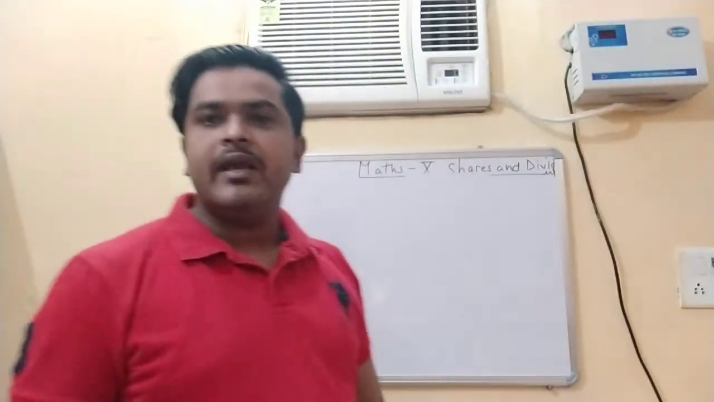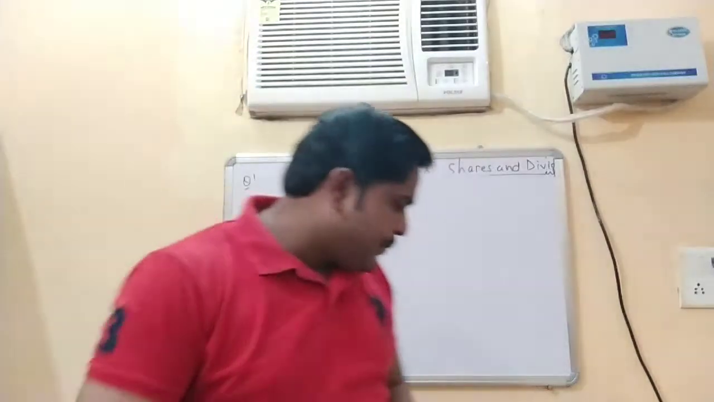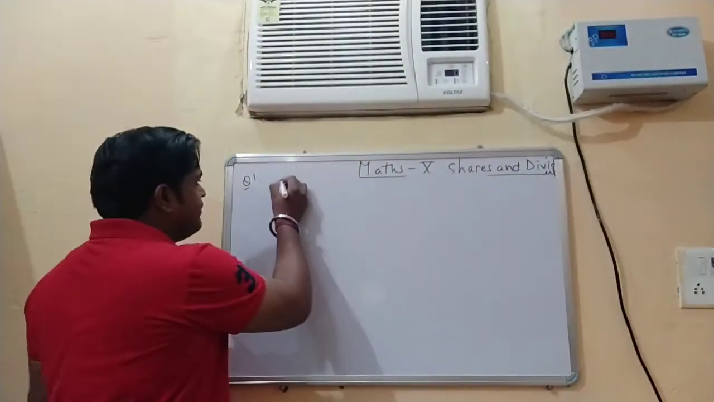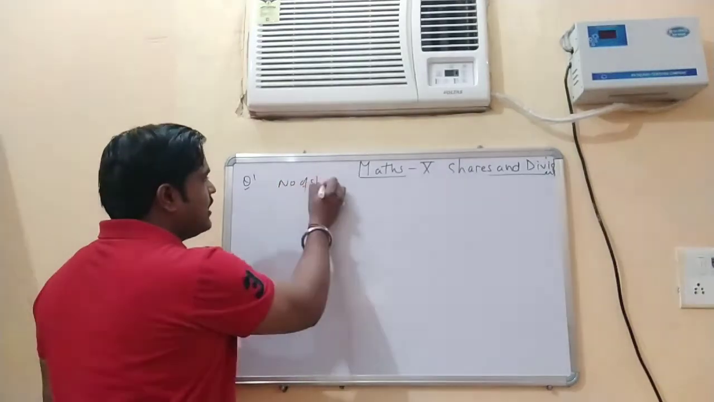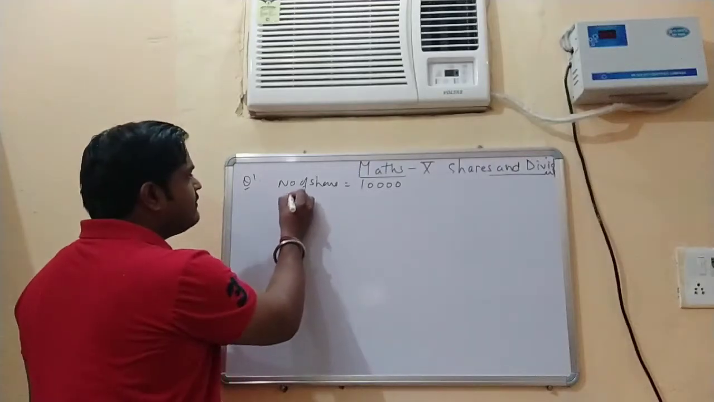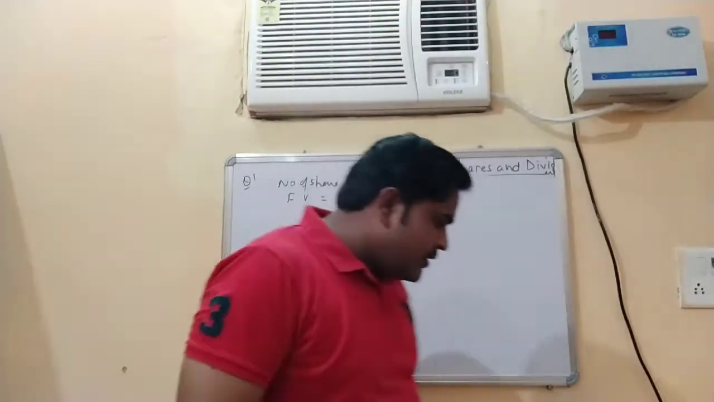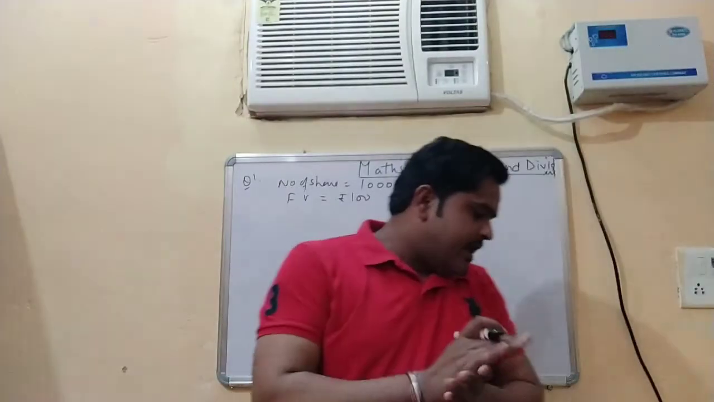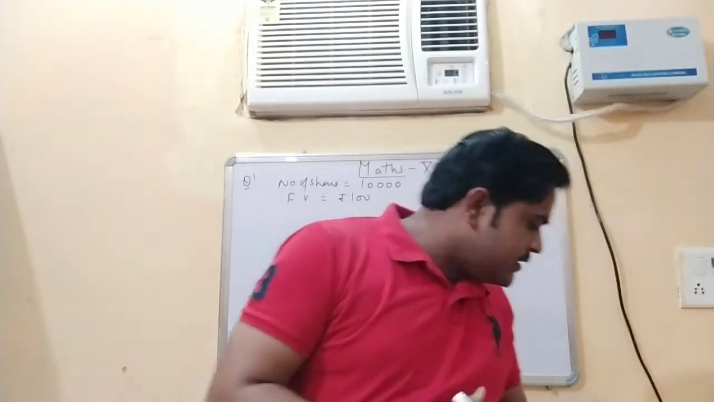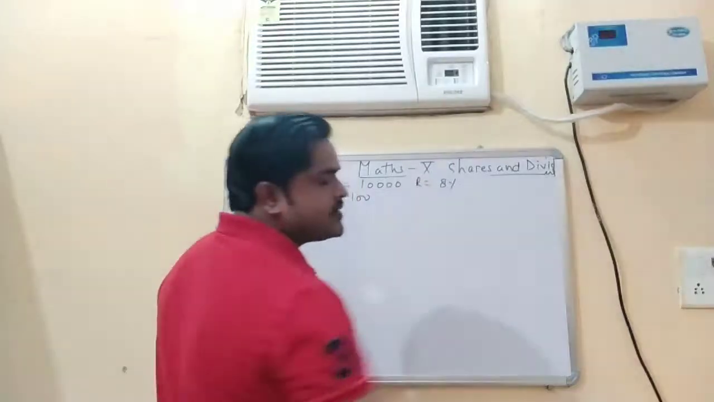So the first question for today is: a company with 10,000 shares, with nominal value, face value, 100 rupees, declares an annual dividend of 8% to the shareholders. So the rate of dividend is given to you, that is 8%.